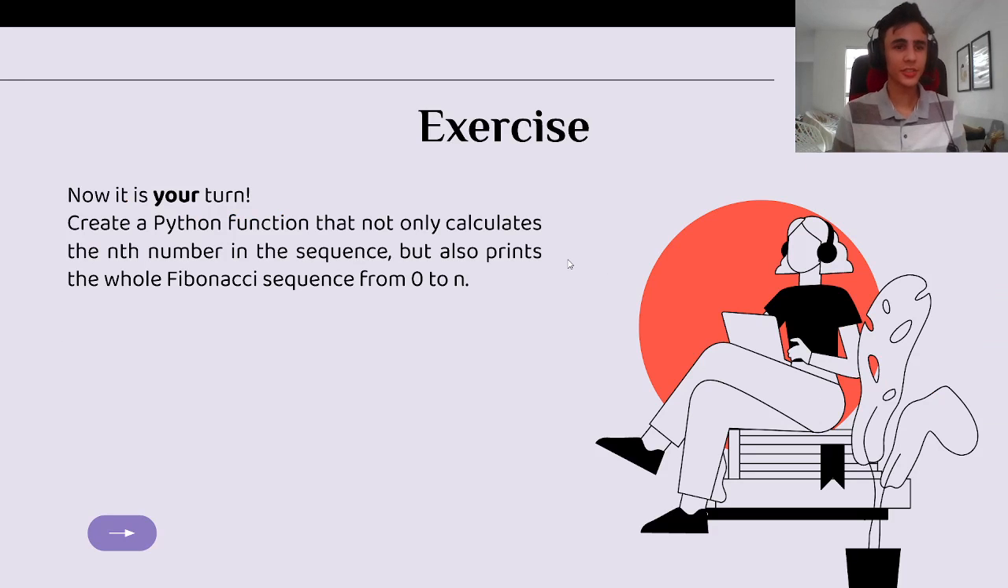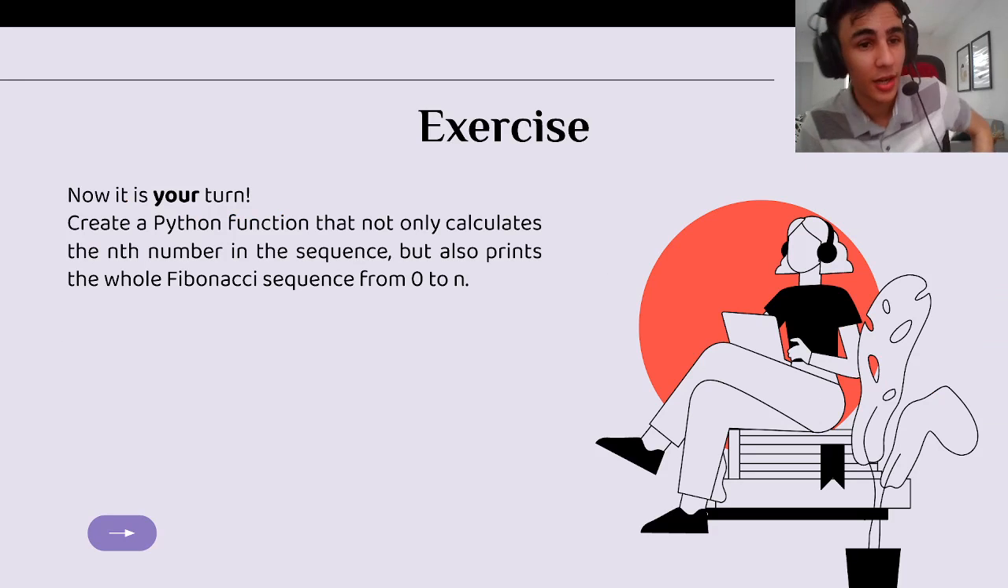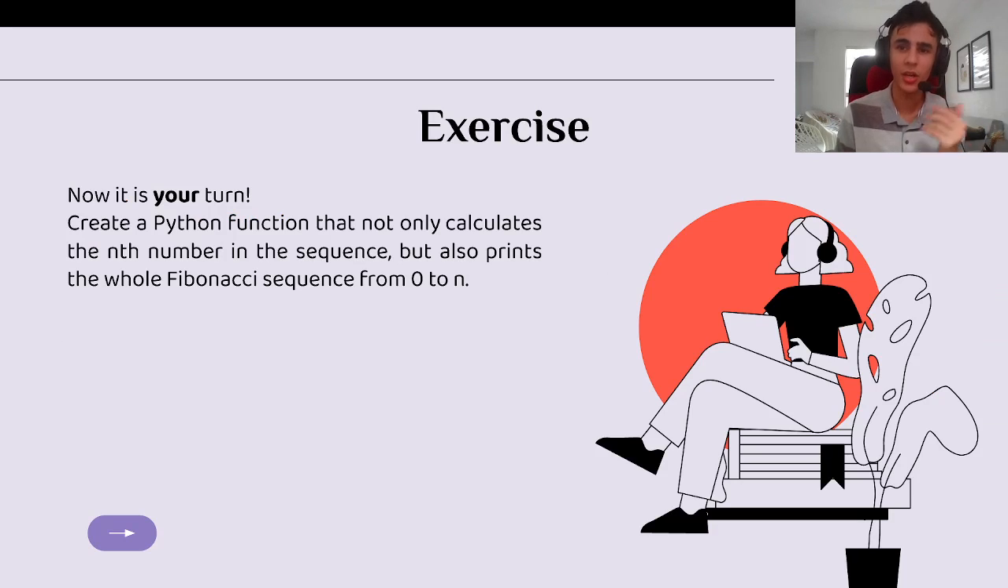So now it's your turn. You need to create a Python function that not only calculates the nth number, but also prints the whole Fibonacci sequence from 0 to n. I'm sure you guys can make it.